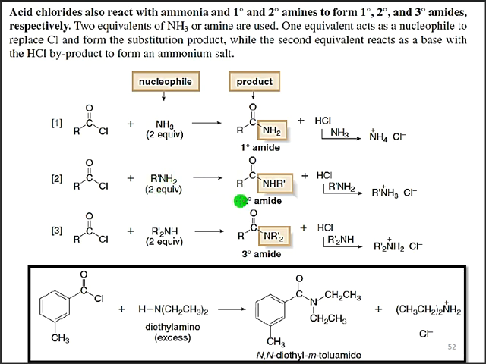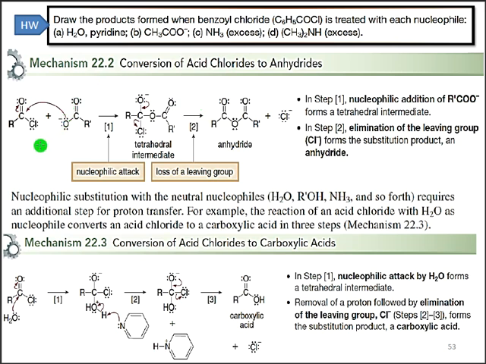With the primary amine, the product will be a secondary amide. With a secondary amine, the product will be a tertiary amide. Look at these examples. We have this acyl compound, an acyl chloride here, and the other reactant, the second reactant compound, the nucleophile, is a secondary amine, diethylamine, and the product will be a tertiary amide.